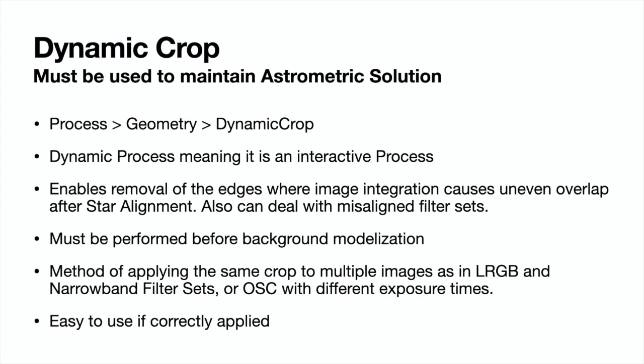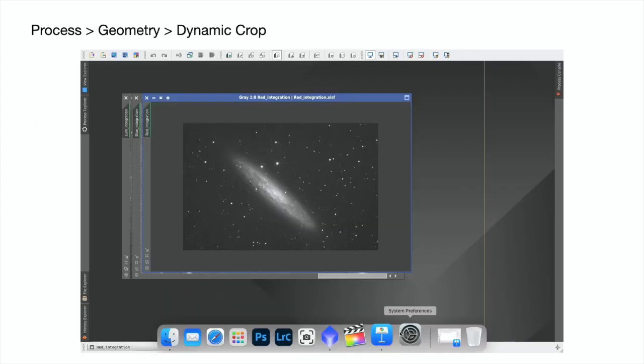The process must be performed before background modelization because the uneven illumination of the edges can cause issues. There is also a useful method of applying the same crop to multiple images, as in an LRGB filter set or a narrowband filter set. Or if you're using a one-shot color camera, you may have different exposure times if you're doing a high dynamic range picture. The process is easy to use if it's correctly applied. In this video, Dynamic Crop will be demonstrated.